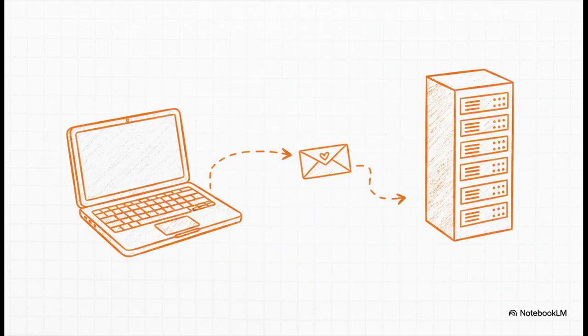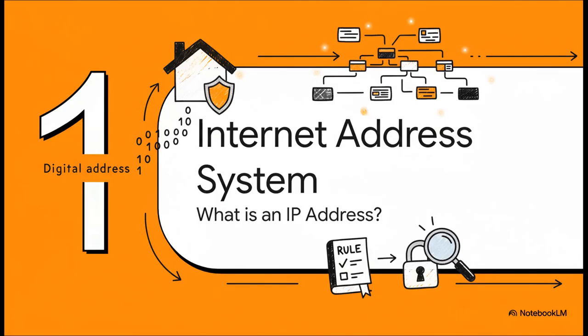Well, the answer is a system that works a lot like the old-fashioned post office. Every single device connected to the internet, your phone, your laptop, your smart TV, gets its own unique address. This makes sure that the little packets of data we're constantly sending, you can think of them as digital letters, get delivered to exactly the right place, and, crucially, they know the return address to get back to you. So let's break this down. What exactly is this digital address, and what are the rules of the road that keep the entire internet from just collapsing into total chaos?